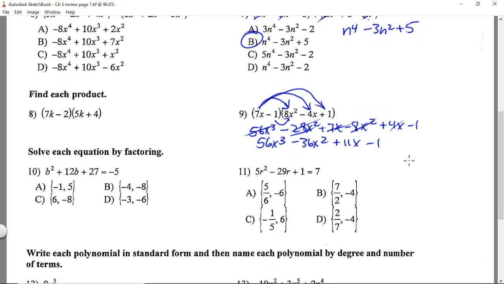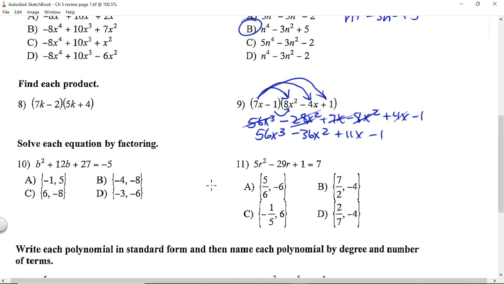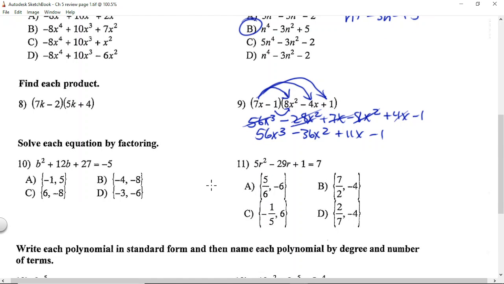Okay, number 10, solve by factoring. Okay, so of course, 10 is the one actually we're not going to do because we're only doing the odd. It's the easy one, right? Easy one to factor. And you can look and see the solution once we get it posted, which will be probably tomorrow.